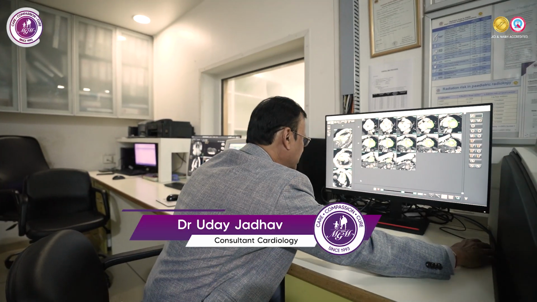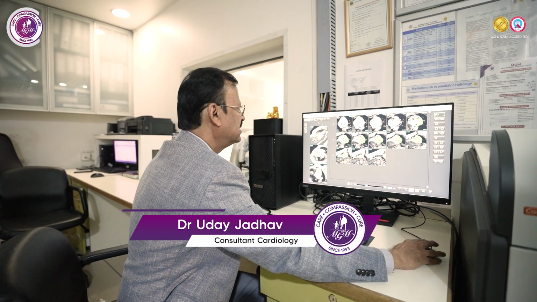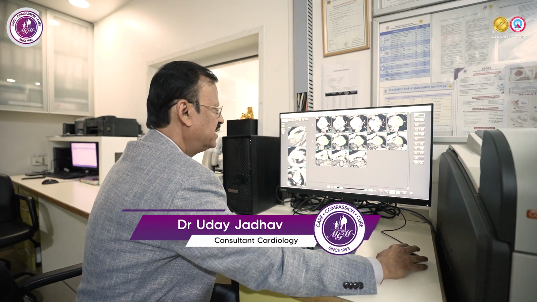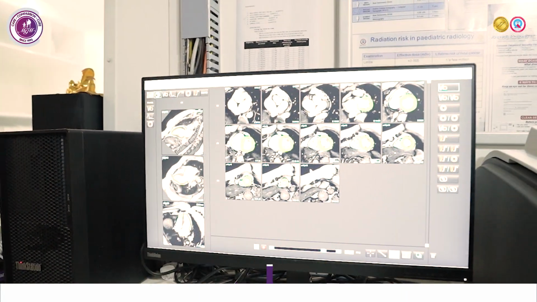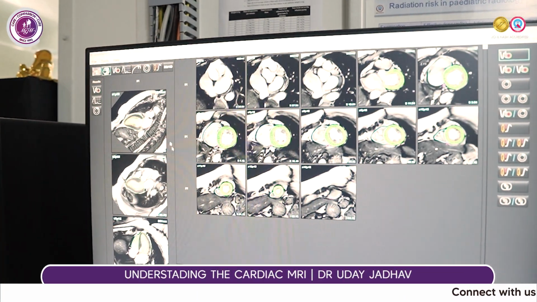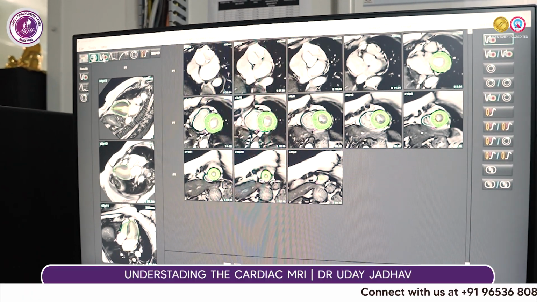Once we do that and all the images are gathered, then we have an excellent software called Sweetheart from the United States, and now you can actually see what I'm doing here. So this is the AI generated contractility of the heart, and you can see now, just like you see in echocardiography, but this is far advanced, various aspects of the heart.